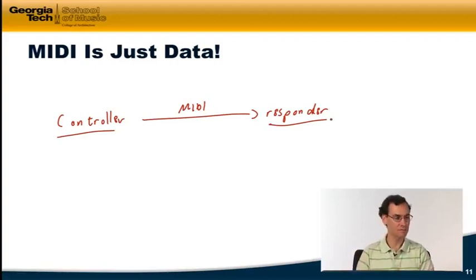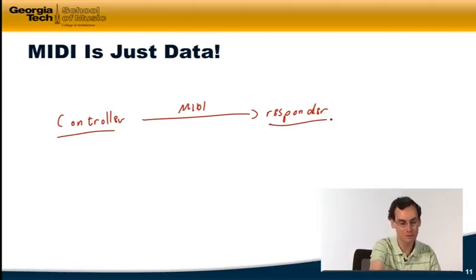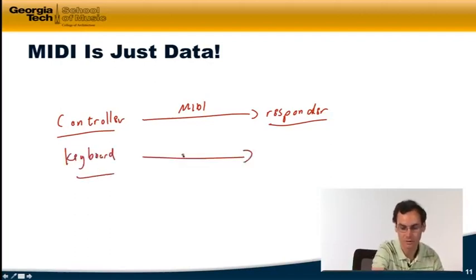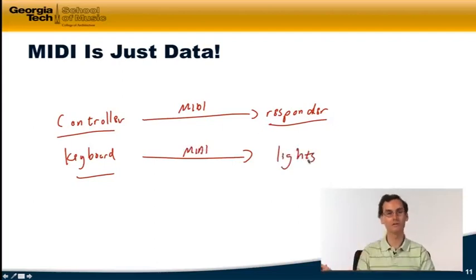To emphasize this point, I just wanted to mention that MIDI is actually used to control lighting systems a lot in theatrical contexts. So something that doesn't even have anything to do with music. Your controller might be a MIDI keyboard, but your responder might actually be lights. So every time I hit a note on my MIDI keyboard, instead of playing a note, I'm actually triggering a light to go off in a performance space.